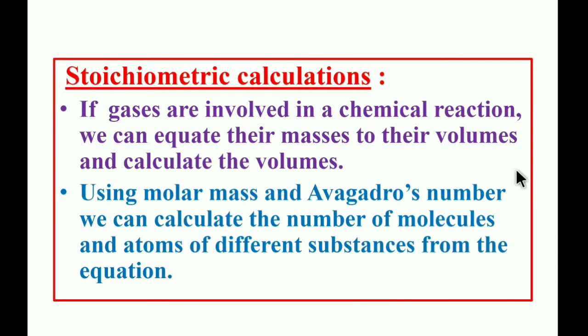That means a chemical equation gives this information, and using molar mass and Avogadro's number, we can calculate the number of molecules and atoms of different substances from the equation. So using molar mass and Avogadro's number, we can calculate the number of molecules and atoms of the different substances which participate in this equation.